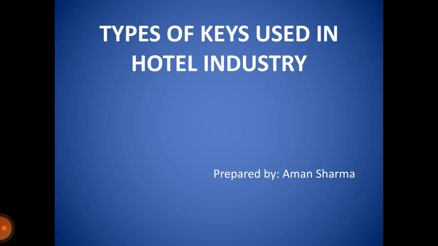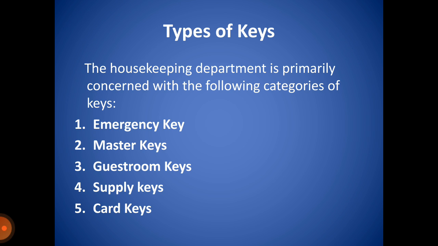Today our topic is types of key. The housekeeping department is primarily concerned with the following categories of key. First one is emergency key, second master key, third guest room key, fourth supply key, and fifth card key.